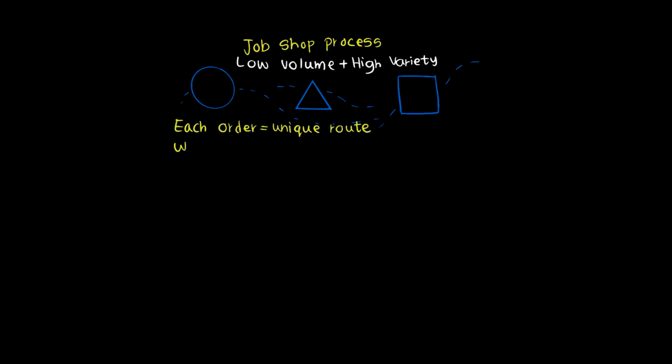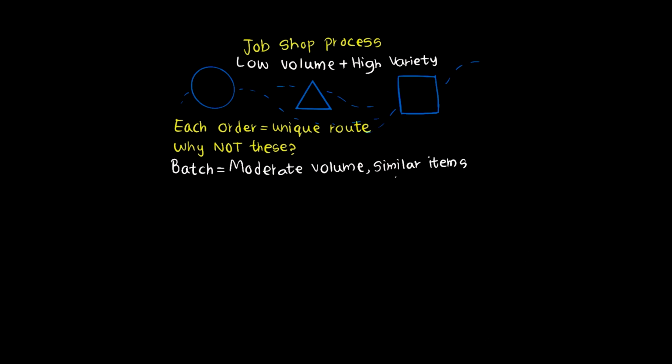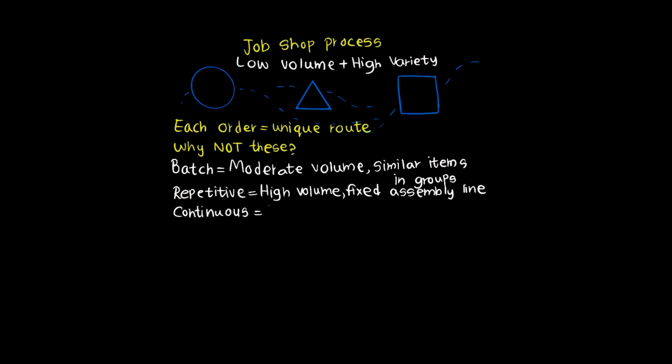A batch process handles moderate volumes of similar items in groups, then switches to the next product. That requires some standardization across orders within a batch, which does not exist here. A repetitive process produces the same standardized item in high volume along a fixed assembly line. Think car doors or cereal boxes. The opposite of custom one-off furniture. A continuous process runs non-stop, producing a single standardized output, like chemicals or electricity. No customization, no stopping, no variety.